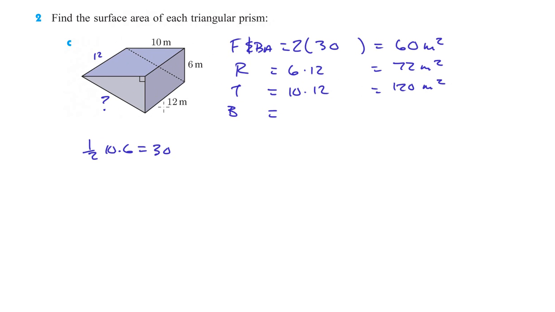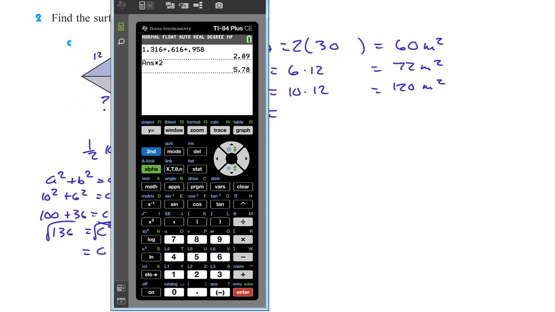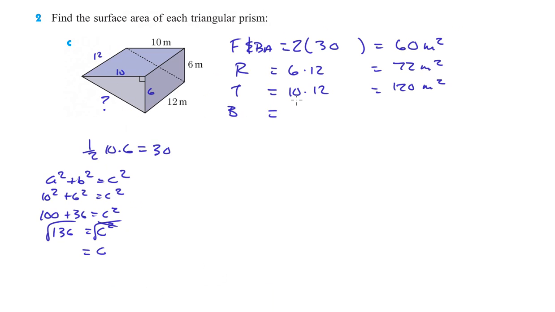And then this piece right here, we know that this depth is 12, but we have to figure out what this side is. They don't give us that, but we can find that with good old a squared plus b squared equals c squared. So this is 10, this is 6, so 10 squared plus 6 squared equals c squared. 100 plus 36 is c squared, so c is the square root of 136, which is, let's go with 11.7. So this is 11.7.